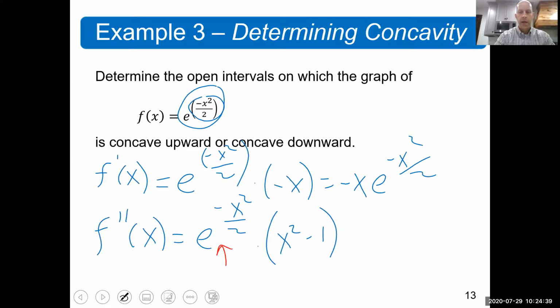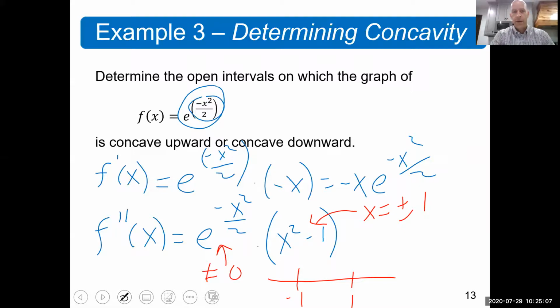First of all, this e to the negative x squared over 2 is never equal to 0. e to the x functions are never equal to 0 unless they've been shifted, but that's not the case here. So when is this going to be equal to 0? Well, that's going to be x equals plus or minus 1. So we're going to put our table here again. We're going to do negative 1 and we're going to do 1.